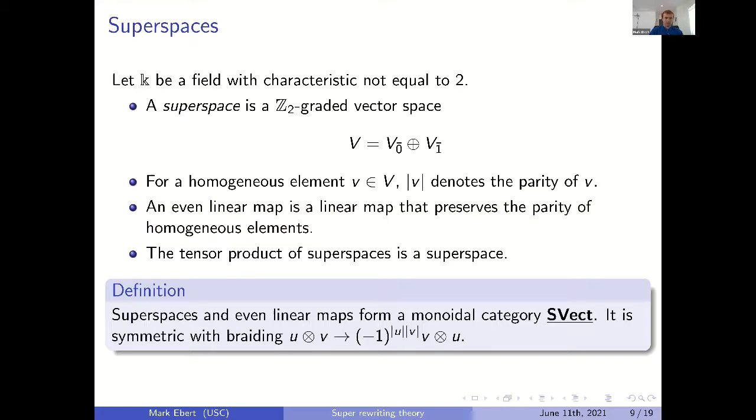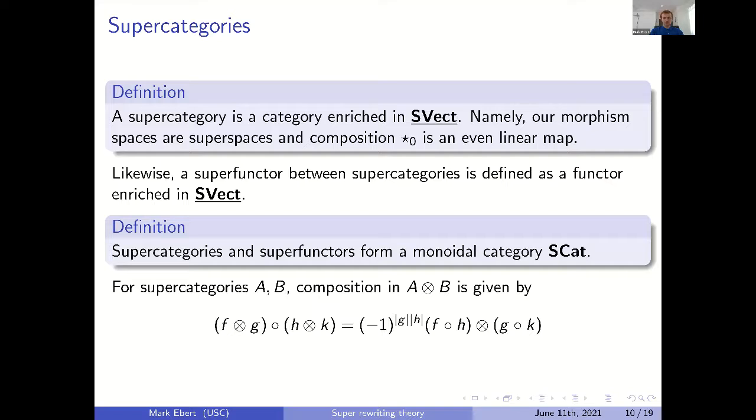Okay, so now that we have that, we can define a supercategory. A supercategory is a category enriched in superspaces. So our morphism spaces are superspaces, and composition is an even linear map. And a superfunctor is similarly defined, it's just a functor enriched in superspaces. Supercategories and superfunctors themselves form a monoidal category, which we call S-cat.